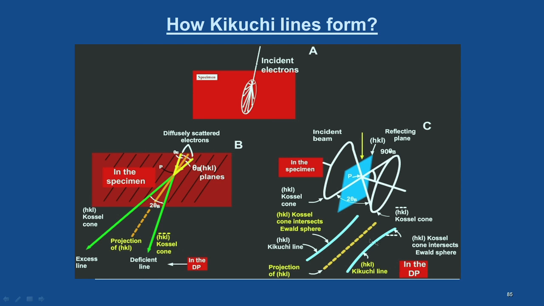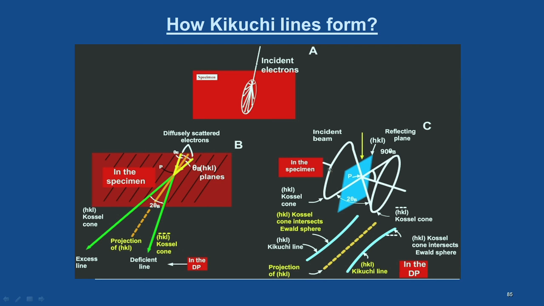intersect the Ewald sphere, what we are actually looking at is only this parabola, because it is only the intersection of this cone in 2 dimensions which appears like this. You can see that this Kossel cone intersects the Ewald sphere here, and on this side the other cone also intersects. All this pattern appears in the diffraction pattern, that is why it is called a DP.